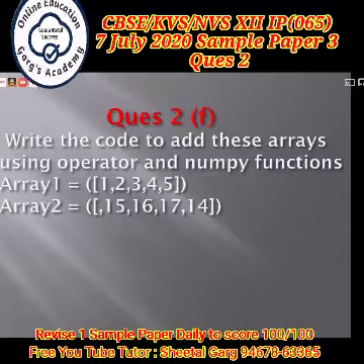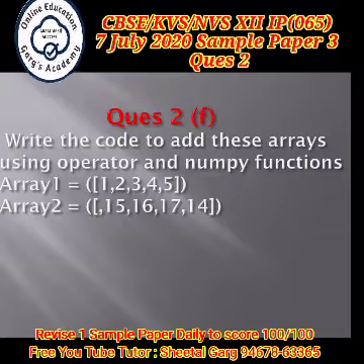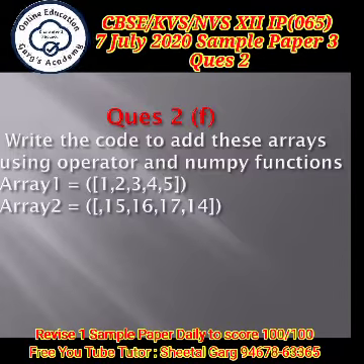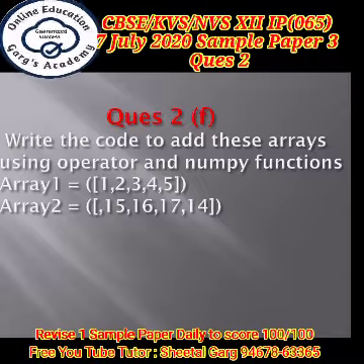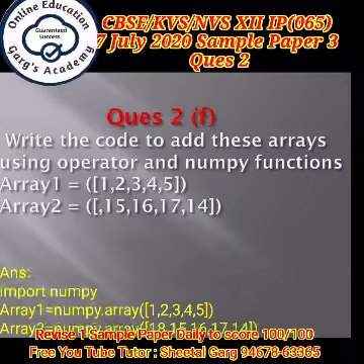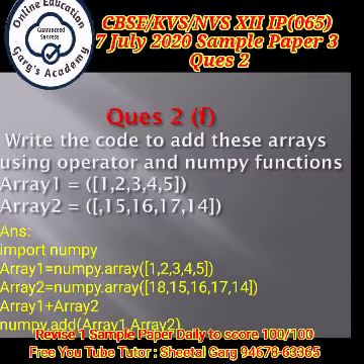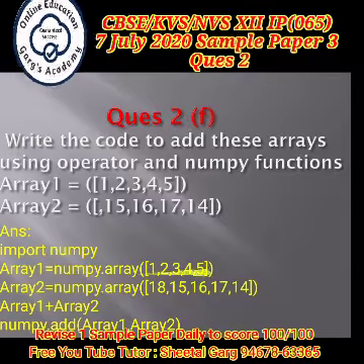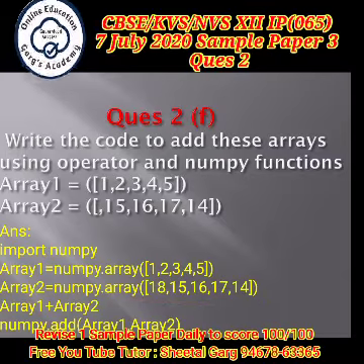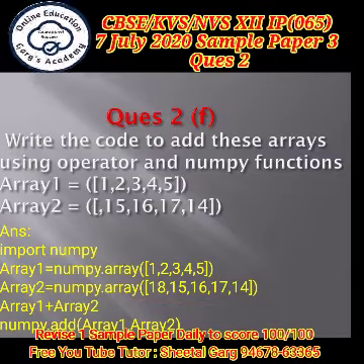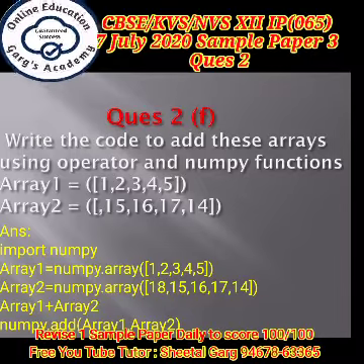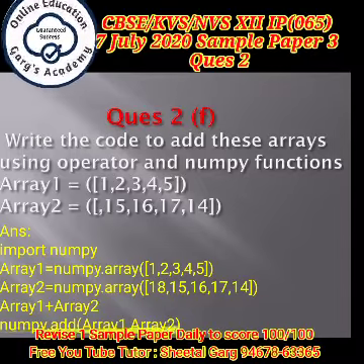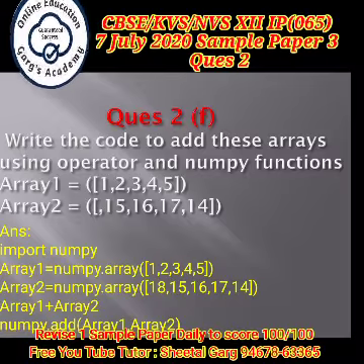Next. Question 2, F part. Write the code to create these 2 arrays and add them using the operator and the numpy function. So students, you will first create these 2 arrays using the numpy module in this way. After that, you can add them using the plus operator, and you can also add them using the add function of the numpy module in this way.